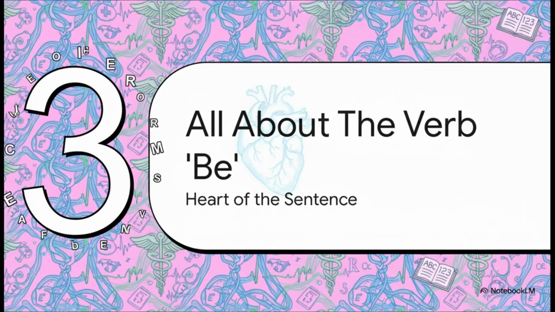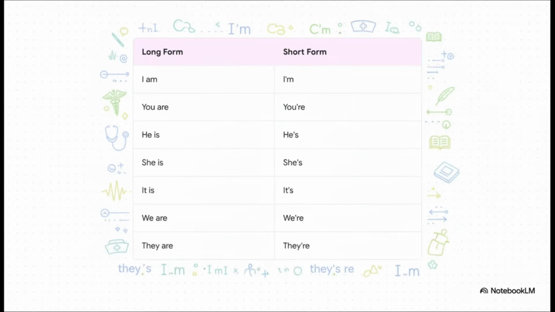You're doing great. Now we're ready to get into what I like to call the heart of so many English sentences, the verb be. You see this verb absolutely everywhere, so getting comfortable with it is a game changer. Now, the verb be changes depending on who we're talking about, right? I am, you are, he is, but when we're speaking, we almost always use the short forms, what we call contractions. So I am becomes I'm, and they are becomes they're. It just sounds way more natural in a conversation.